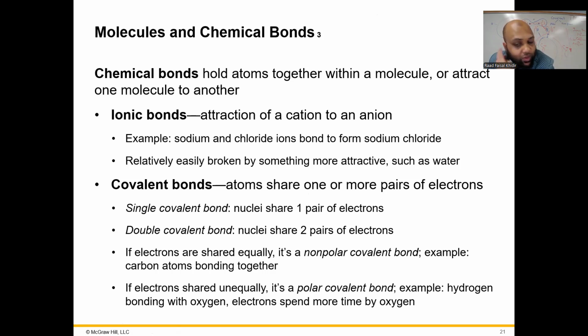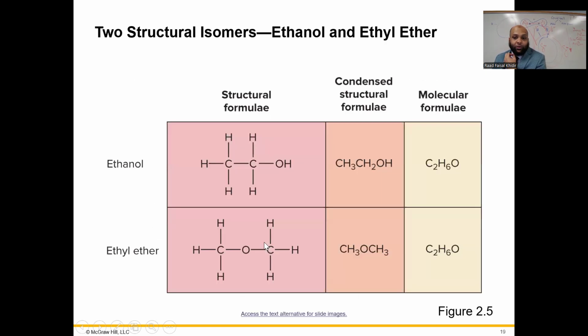So if electrons are shared equally, it's a nonpolar covalent bond. That's what we talked about. When the electrons are shared equally, it is nonpolar. For example, carbons binding together. If you look at here, this is an example. You see where my mouse is? This here is a non-polar covalent bond because they're sharing them equally. It's not like they're gravitating more to this side or that side. They're equally shared.